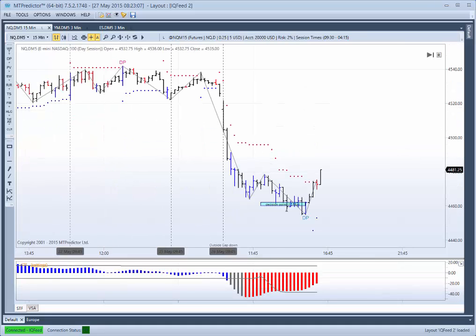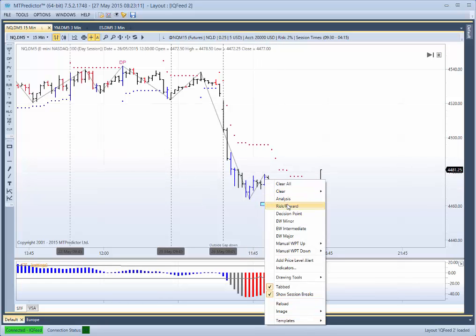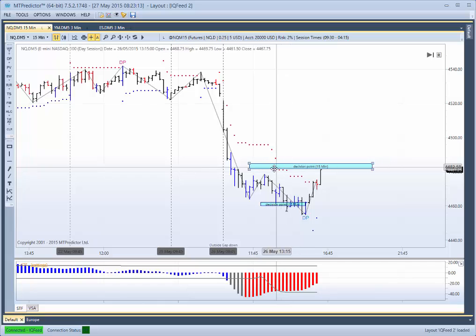Just bear with us while this loads. There it is. There's our prior pivot high. Right mouse click, place the DP on. Remember, these DPs are on the chart in advance, so they are there ready as leading indicators.